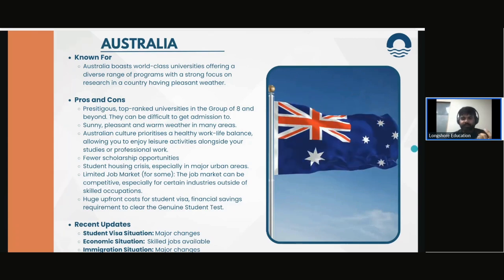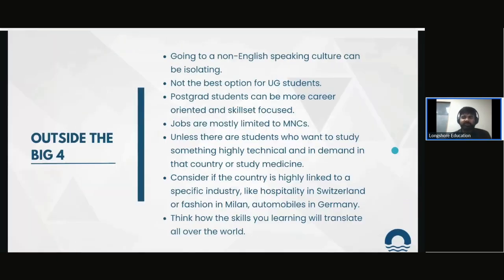So outside of the big four, I generally do not recommend undergraduate students to go to a non-English speaking culture, because if you're not able to communicate in the local language with a higher level of skill, you will find it very isolating. Postgraduate students can be more career-oriented and skill set focused. And when you are there for a shorter period of time, rather than just about a year or 18 months, you can be a little bit more proactive at not focusing on aspects like the social aspects of making friends and so on, and focusing more on your career.